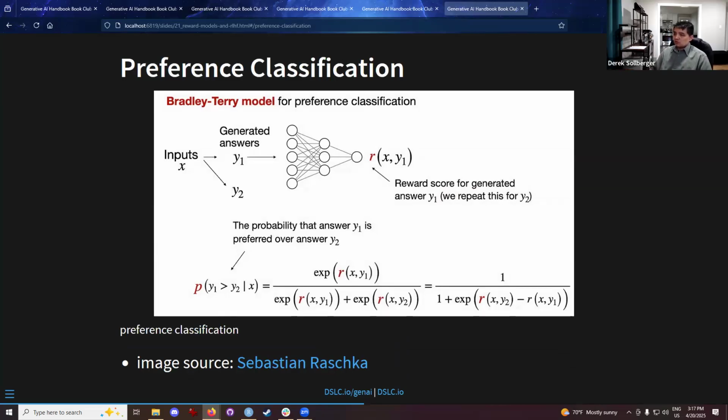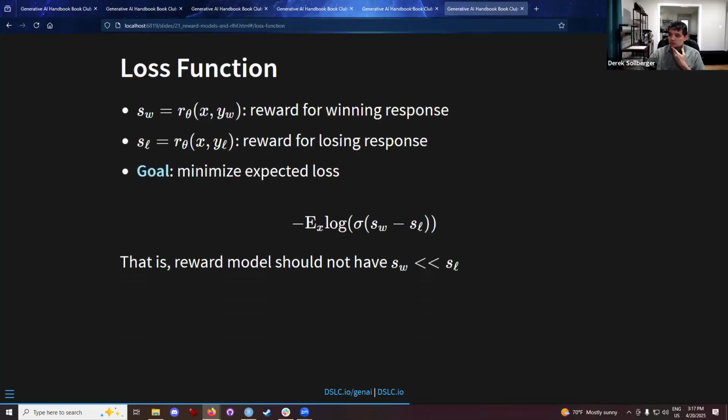So there's a notion called preference classification, and the formula at the bottom is basically the softmax formula, but now applied to the rewards. And I bring this up in the terminology of it all. When we talk about reward models, we have a reward for a winning response, which is called SW, a reward for the losing response called SL. And we want to, of course, minimize the expected loss.